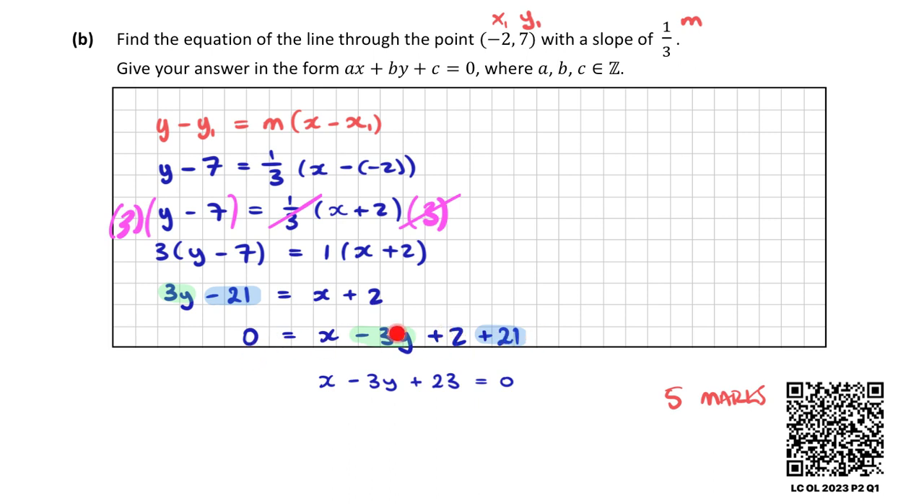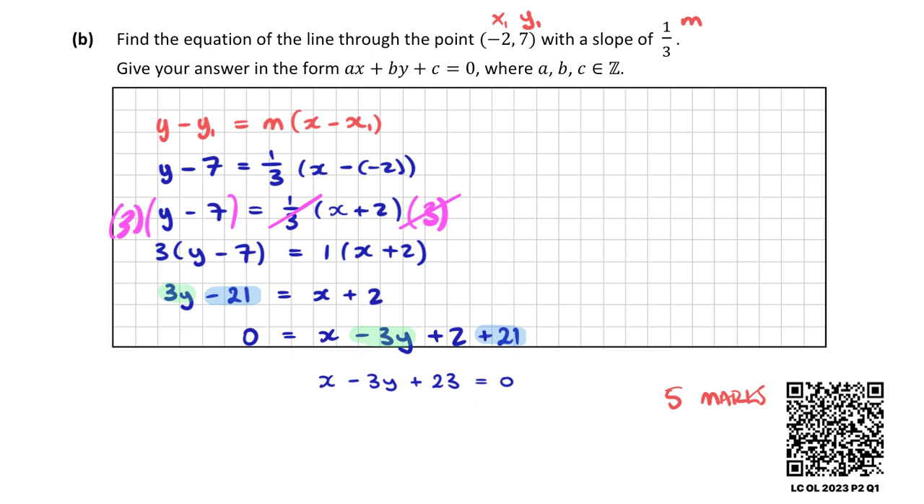And the last step then was just tidying up. So all the x's together gave me x, all the y's gave me minus 3y, and 2 plus 21 gives us 23. Equals 0. And that was worth 5 marks.